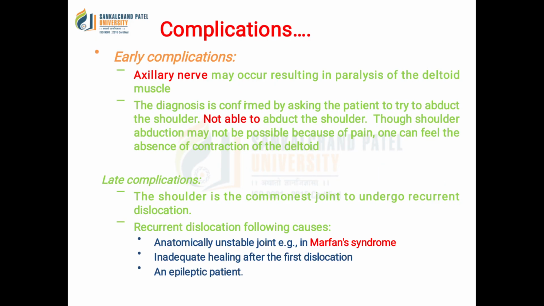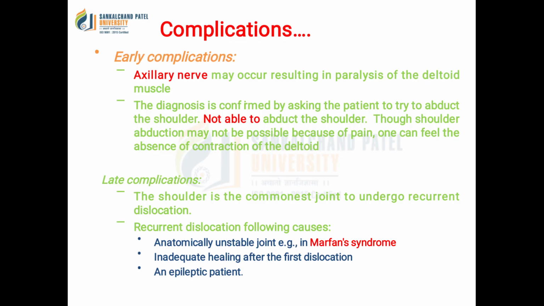Next we have complications of shoulder dislocation. The early complication is that the axillary nerve may be damaged, resulting in paralysis of the deltoid muscle. The diagnosis is confirmed by asking the patient to try to abduct the shoulder, and the patient is not able to abduct. Though shoulder abduction may not be possible because of pain, one can feel the absence of contraction of the deltoid.